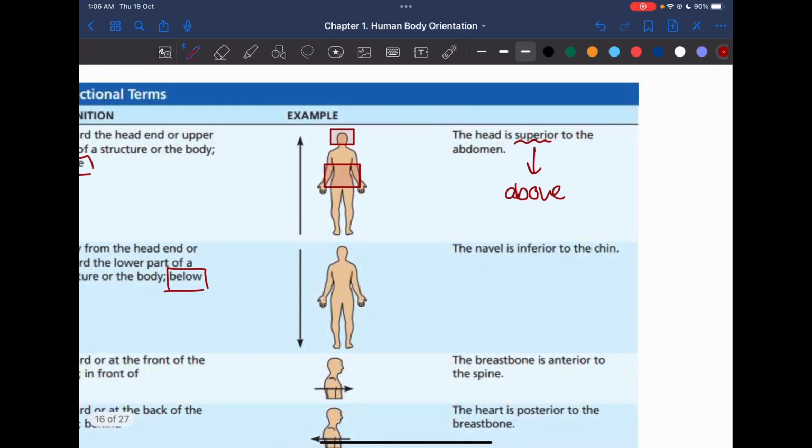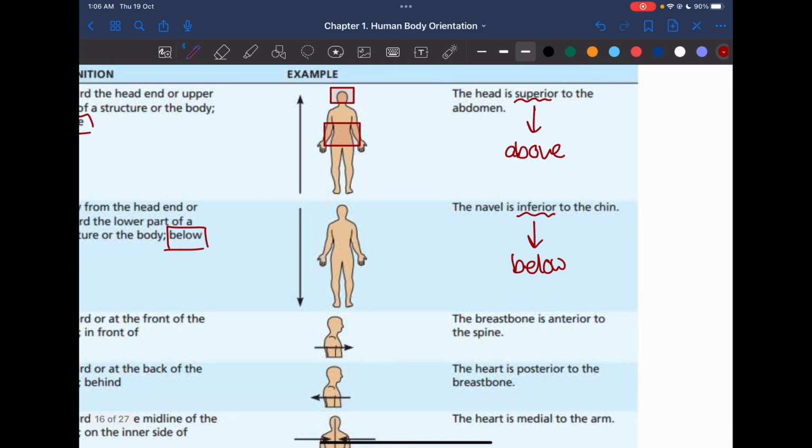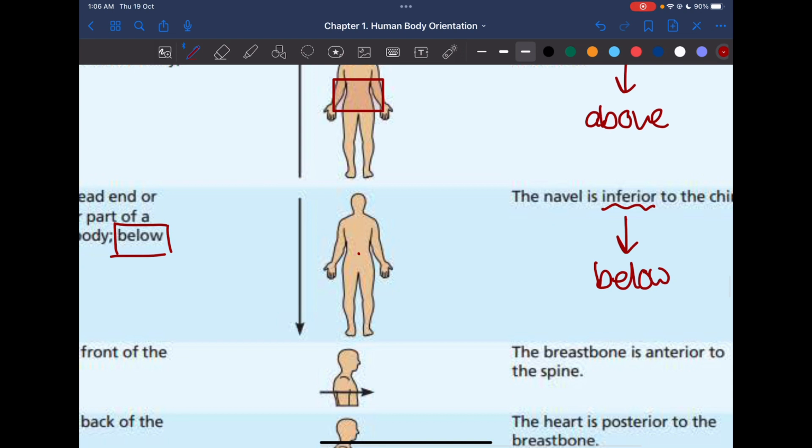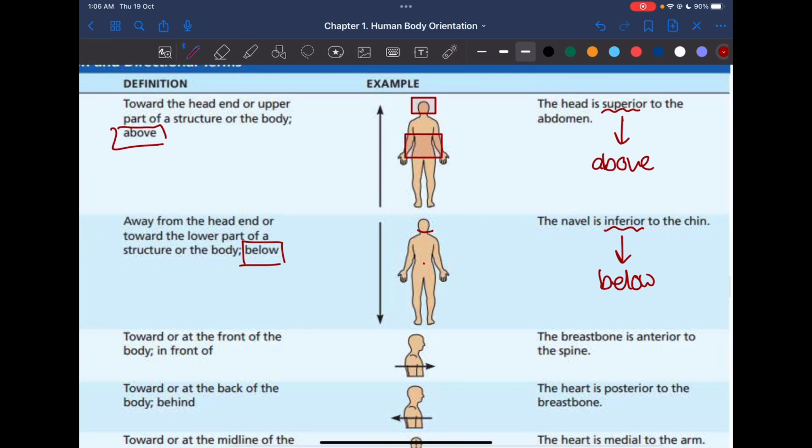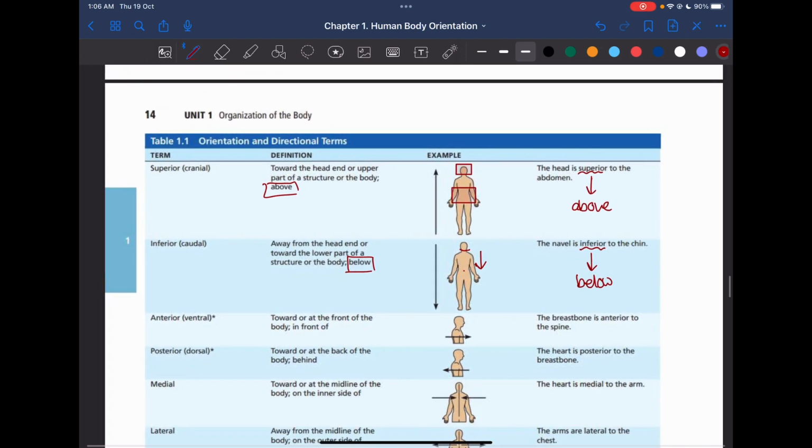So here the navel is inferior to the chin. When you see inferior or you see caudal, you replace it with below. Okay? So you probably know what the navel is. It's basically where your umbilical cord used to be. And the chin. Here's the chin. So the navel is below the chin. Always follow the arrows. They're probably not going to give you these, so remember the pictures in your mind. So the navel is below the chin. Look. Makes sense. Okay, to the next one.